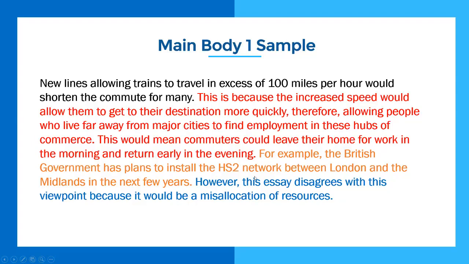And then what I put here, the bit in blue, this is my opinion. So the bit in black, red and orange, this is someone else's opinion. I'm discussing that view. And then in blue, I'm giving my opinion. However, this essay disagrees with this viewpoint because it would be a misallocation of resources. So a very, very short explanation, doesn't need to be any longer than one sentence, just your opinion in there. And you've satisfied all of the things you need to do for that side of the argument.